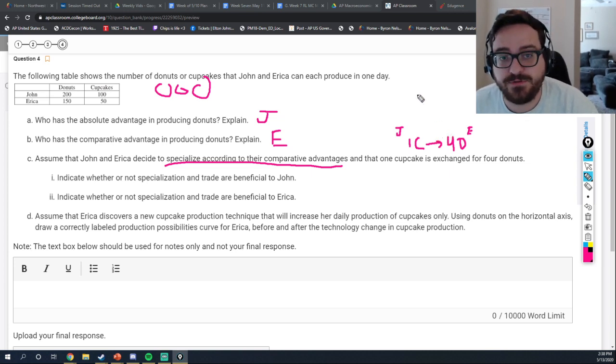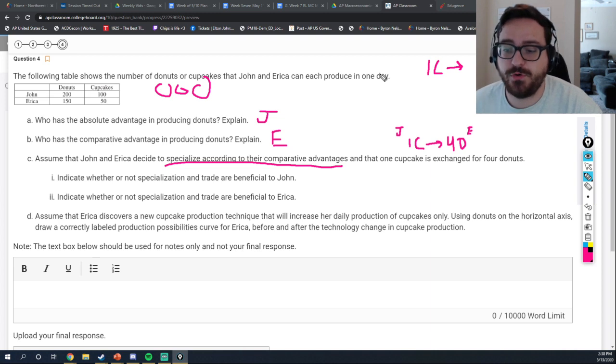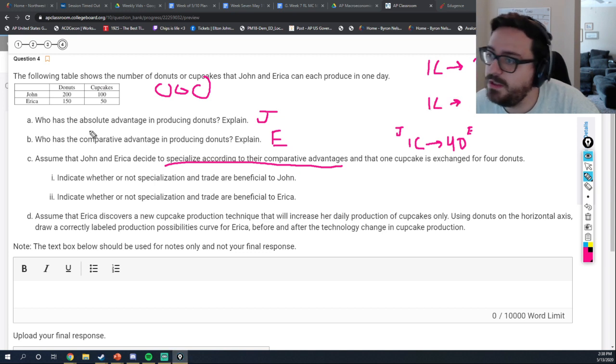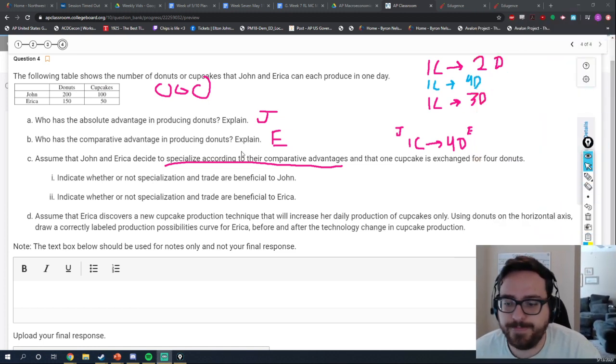Second thing, I use my opportunity costs as a range. My opportunity costs were, for John, the opportunity cost of 1 cupcake is 200 over 100, so 2. For Erica, the opportunity cost of 1 cupcake was 3 donuts. I'm going to do this in blue. And again, the trade that they gave us was 1 cupcake for 4 donuts. So first things first, we have a problem.